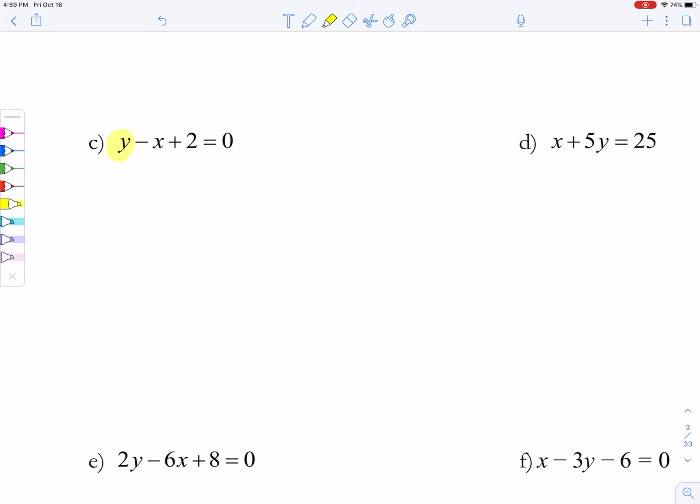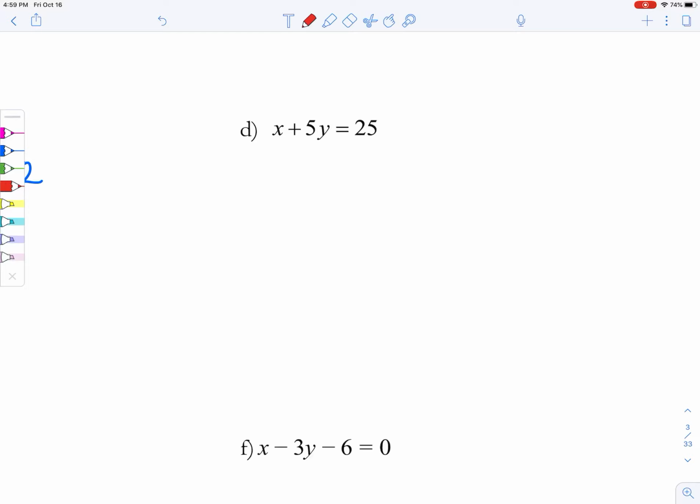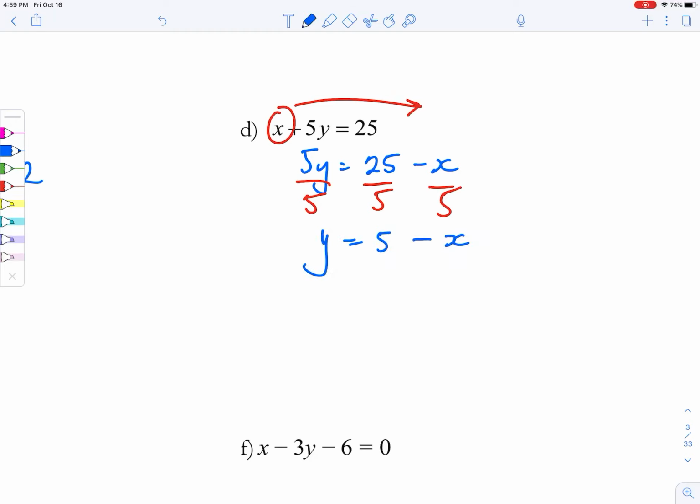Question C, we want y by itself. That means we're going to take the minus x and the plus 2, both of those, and bring them to the other side. So we'll get y equals, subtracting x turns into adding x, positive 2 turns into subtracting 2. So y equals x minus 2. This one, for D, we're going to bring the x over, which gives 5y equals 25 minus x. And then I'm going to divide everything by 5. So we get y equals 5 minus x over 5.